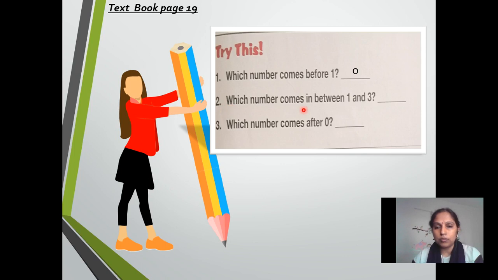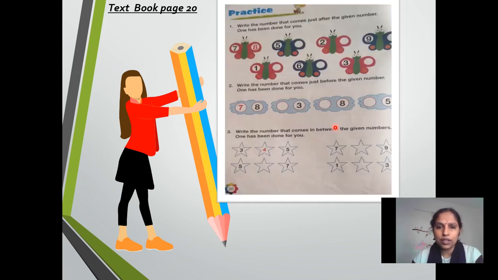Which number comes in between 1 and 3? Just now we saw that example, right? Yes, what comes? 2. 2 comes between 1 and 3. Third one, which number comes after 0? So what number comes after 0? Yeah, pretty easy. I know you are all so smart, you can do it, right?